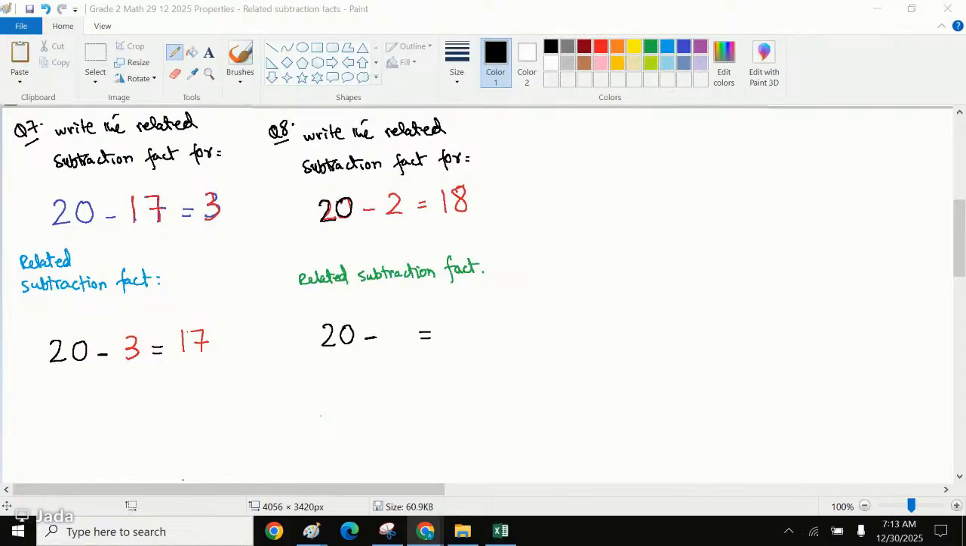Yes. Thank you. So what we would do is 20 minus 2 was 18. Then, yes, thank you, May, for this. That was 20 minus 2 was 18, and your answer is 20 minus 18 would be equals to 2. Very good. All we are doing is we are swapping the positions of these two numbers.